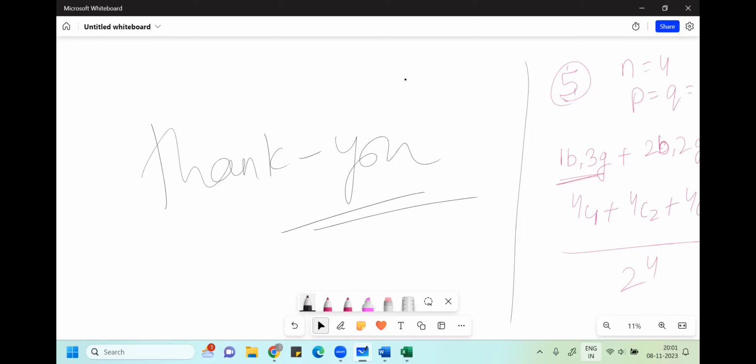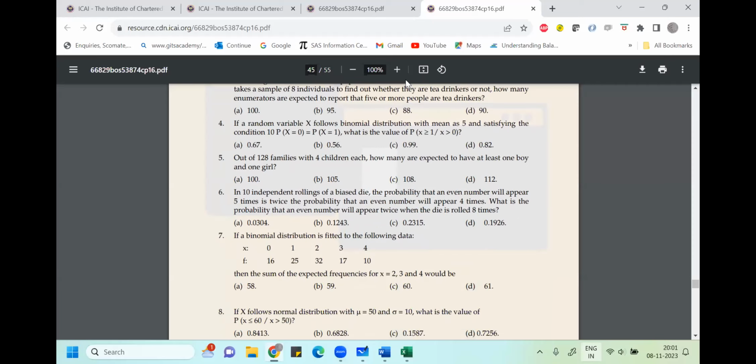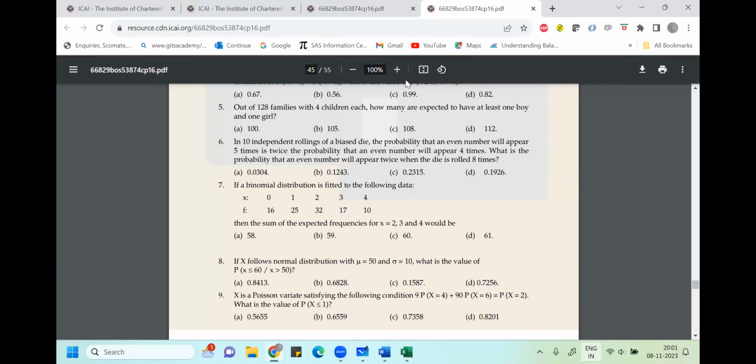So we'll continue further. We have to discuss Poisson. We have to discuss normal distribution. Again, a few problems of binomial are pending, like question number 6 and 7. Two questions of binomial are still pending. You can try doing 6 and 7 if you want. Otherwise, next class I'll explain them to you.